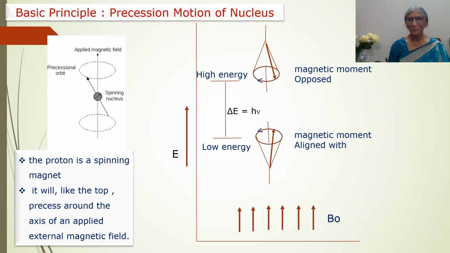aligned with the external magnetic field, and this is the low energy state, and another where the magnetic moment is opposed to the external magnetic field, and this is the higher energy state.